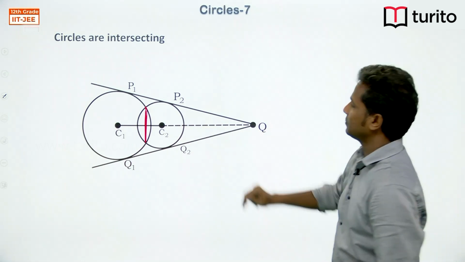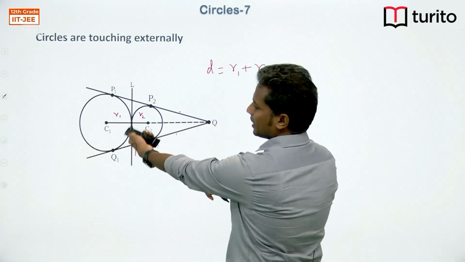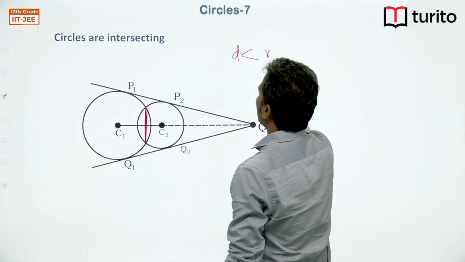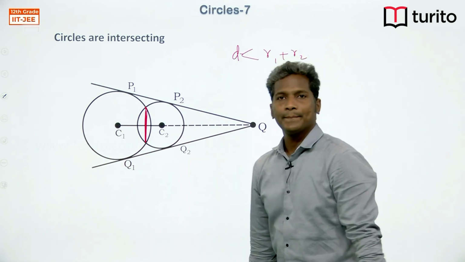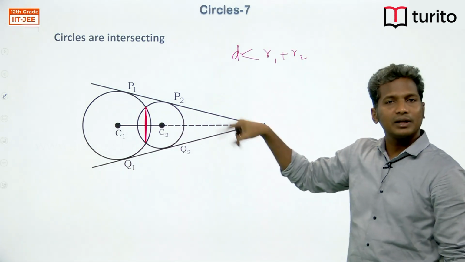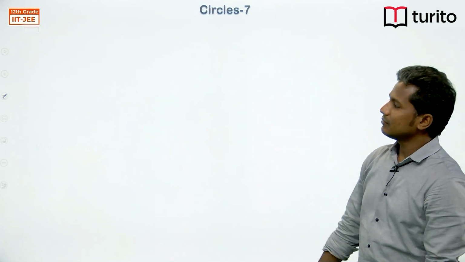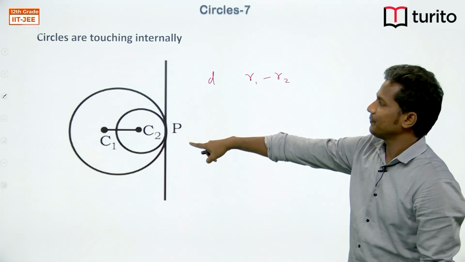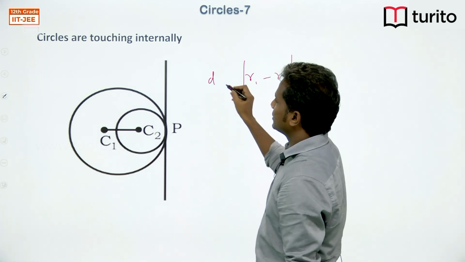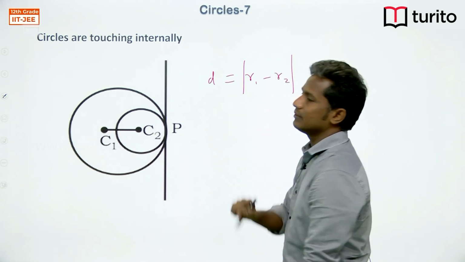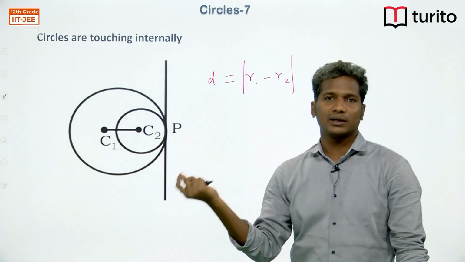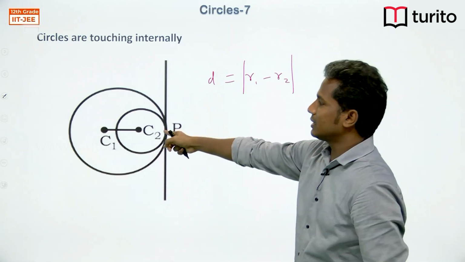Suppose in this case, by comparing with the earlier case, we can say that d must be less than r1 plus r2. But this condition does not suffice for the situation. For that, we have to put another condition, which we will understand from this. When I take the difference of the radii, d is definitely equal to that difference. Distance between centers is equal to mod of r1 minus r2. That you can directly observe.